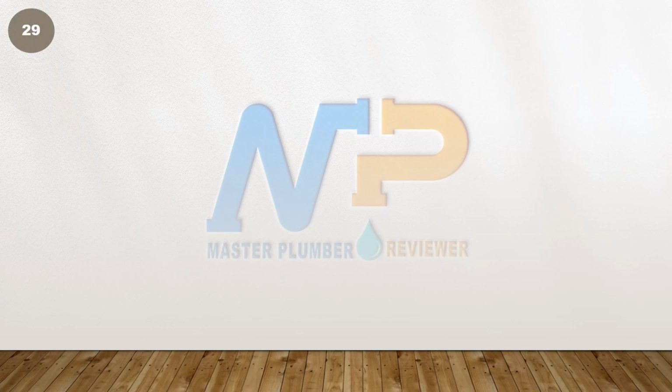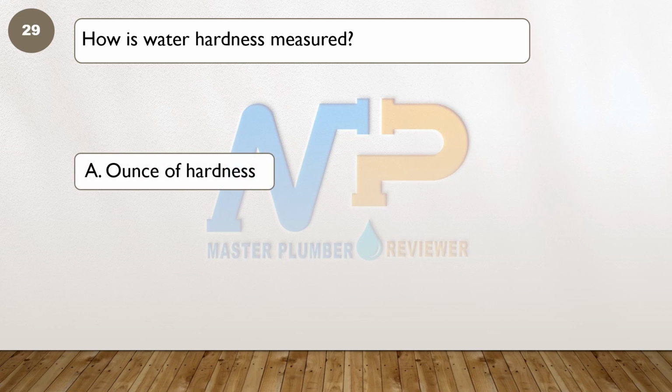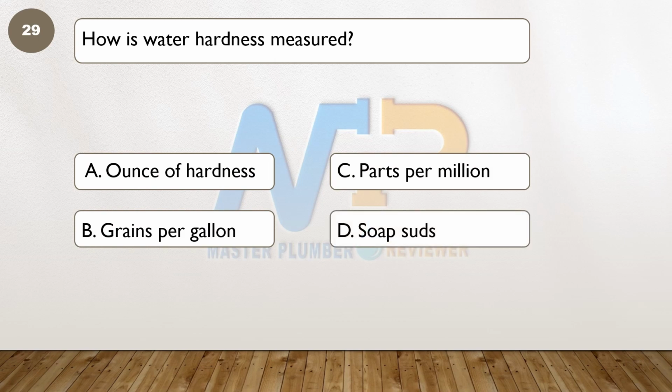Number 29. How is water hardness measured? A. Ounce of hardness. B. Grains per gallon. C. Parts per million. D. Soap suds. The answer. It's C. Parts per million.